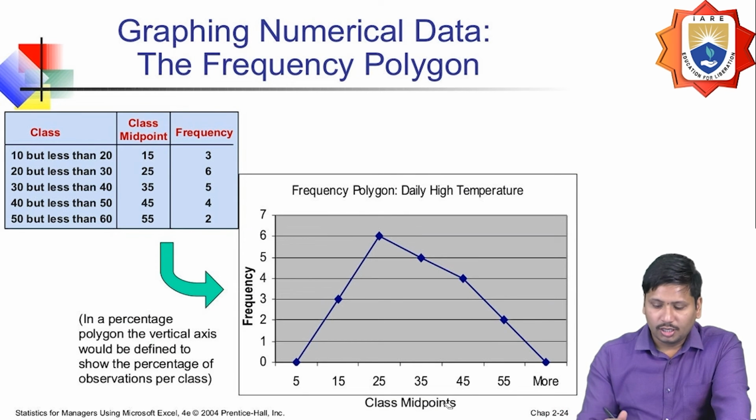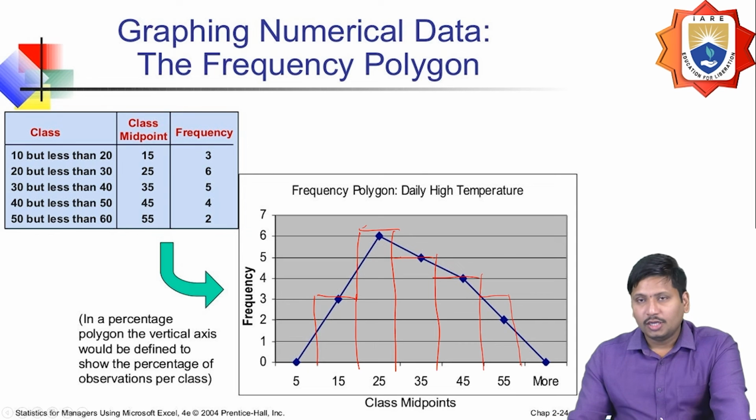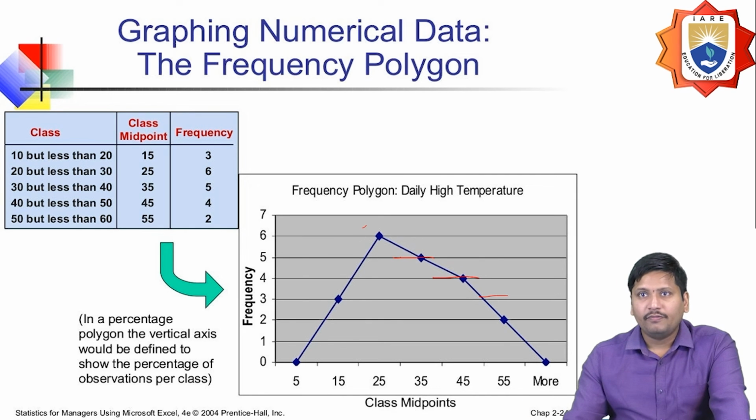Right, so this is the graph. Initially, what I have here is 10 to 20, and then 20 to 30, and then 30 to 40, and then 40 to 50, and then 50 to 60. Initially like this. After eliminating all these rectangles, the curve that I get should be the frequency polygon.